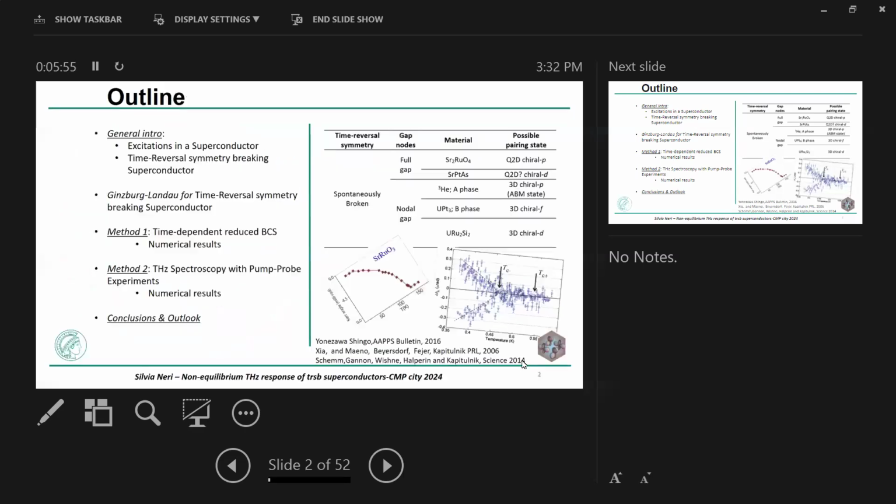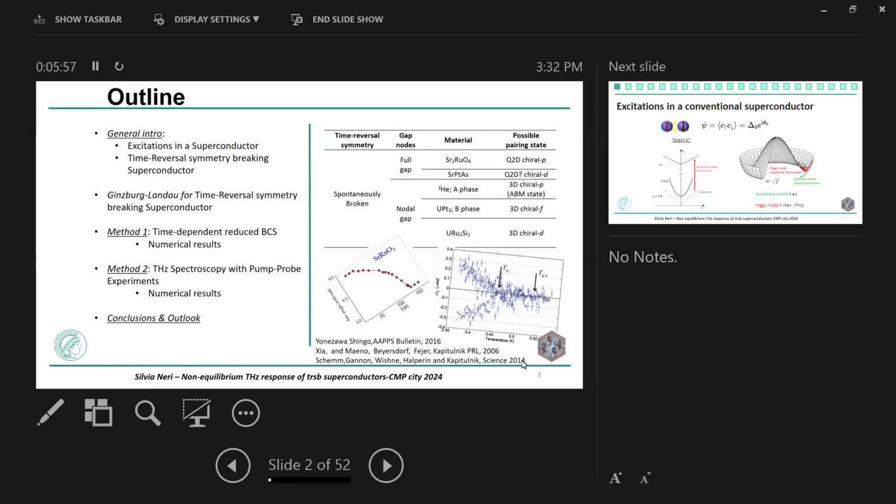First, I want to give you a general outline of my talk. I'm going to first introduce some notation about excitations in superconductors, and then I'm going to specify what I mean by time-reversal symmetry-breaking superconductors, and we are going to write the order parameter. And then I'm going to show you numerical results, mostly with two different methods. The last one is somehow we want to try to reproduce the pump-probe spectroscopic scenario.